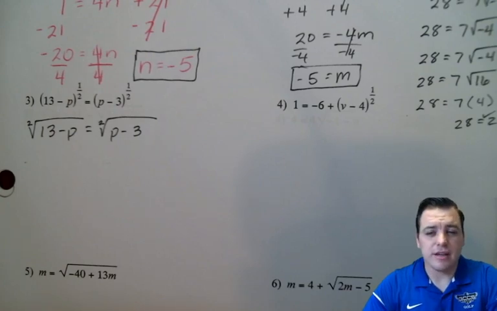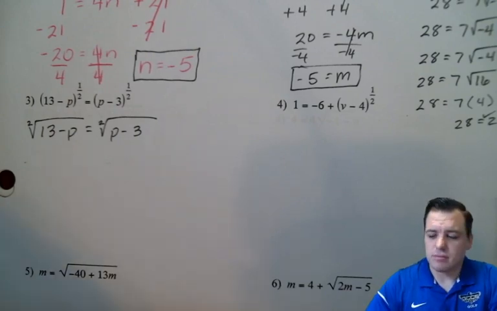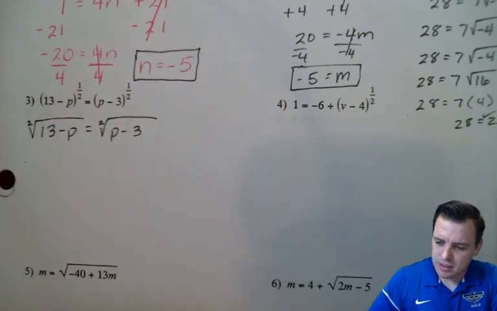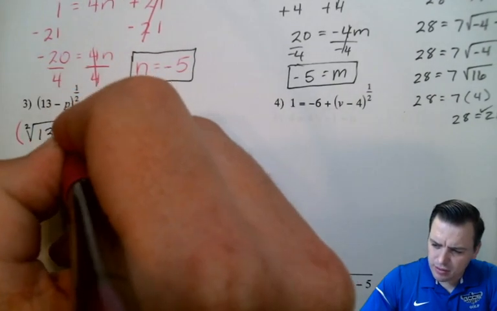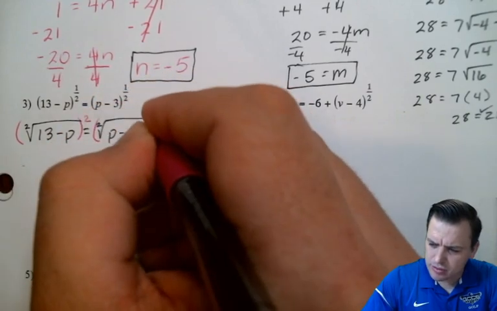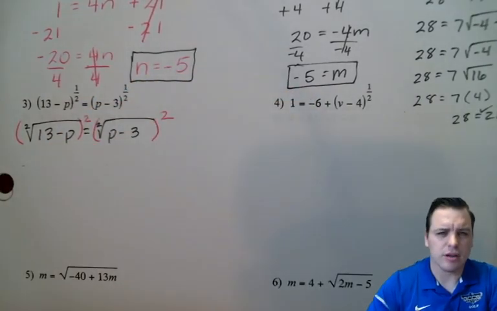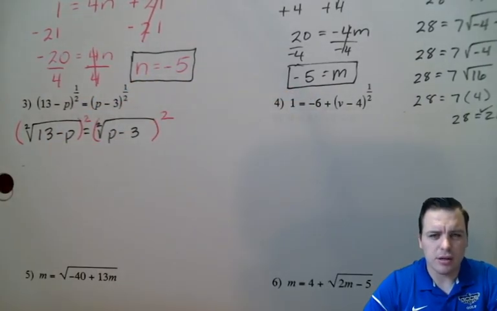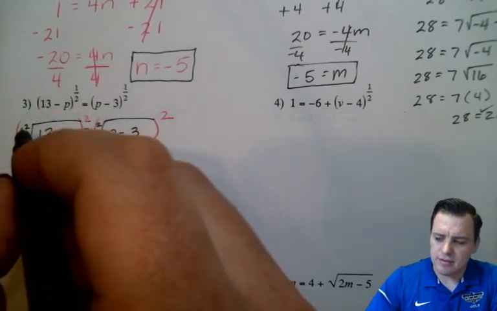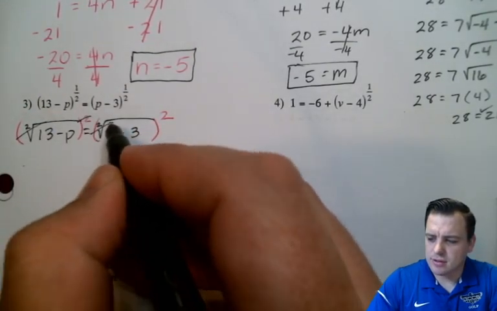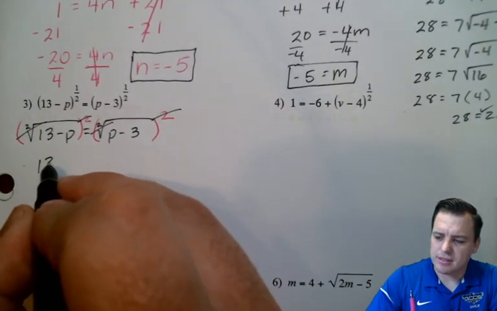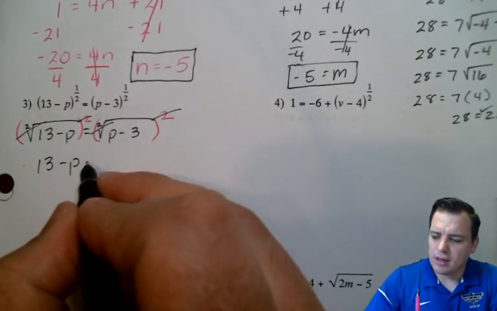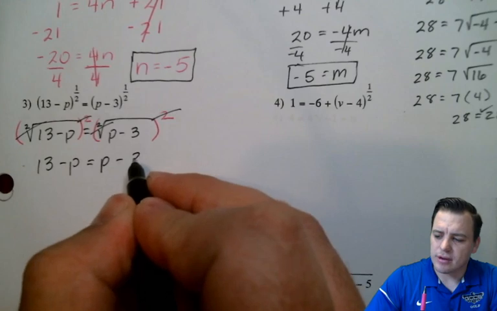Then from there, what's the inverse operation of square rooting? It would just be to square both sides. So I'm going to square this side, and I'm going to square this side, because what I do to one side, I got to do to the other. Here, this very beautifully cancels, leaving me 13 minus p equals p minus 3.